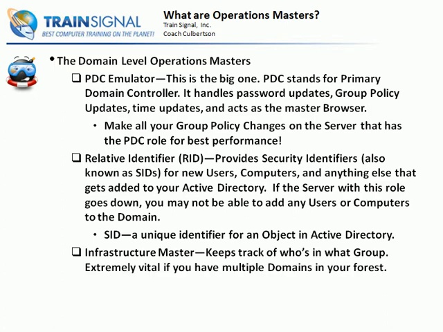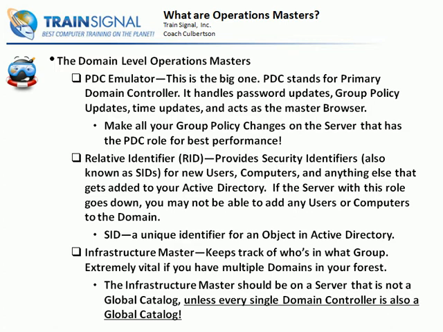All right, let's talk about the infrastructure master now. The infrastructure master keeps track of who's in what group. Okay? That's its primary job. It's extremely vital, this particular master, if you have multiple domains in your forest. Now, because of that, the infrastructure master really should be on a server that is not a global catalog. The infrastructure master keeps track of who's in what group, but the global catalog also keeps track of that.